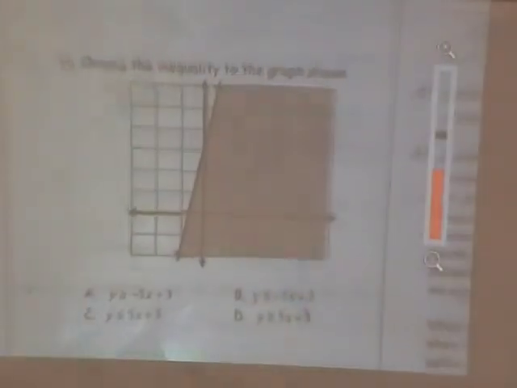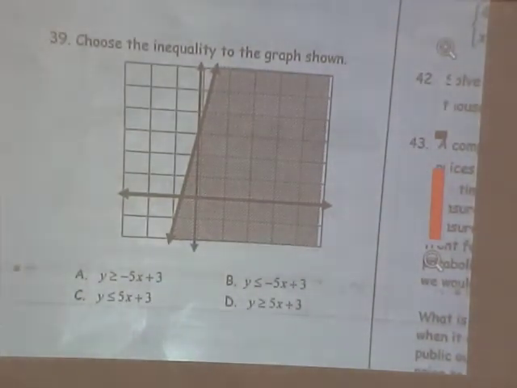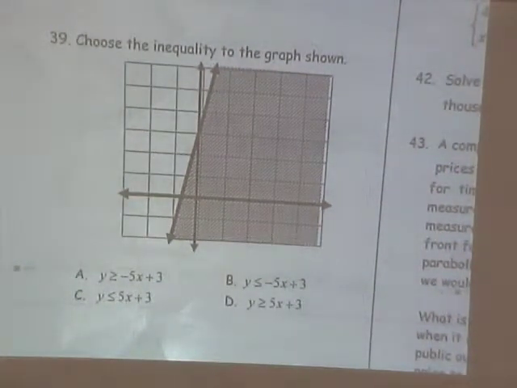Okay. 39. Choose the inequality to the graph shown. Okay. Look at all our answers. What's the difference in our answers? What are some of the differences? Slope and the inequality. The slope is different. We got a positive 5 or a negative 5, and then the inequality is either less than or greater than, right? Okay. Is this shaded above or below?